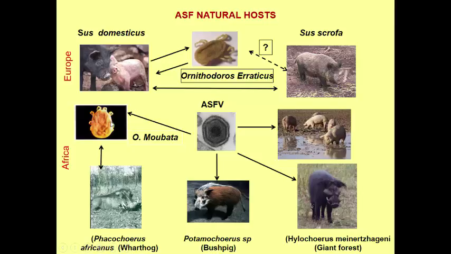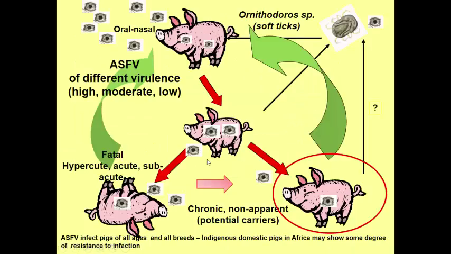In Ornithodoros moubata, the virus replicates in these soft ticks, and it goes from the tick to the egg, and from the egg to the different stages of evolution. So, this is more or less a summary of the epidemiological actors for African swine fever.